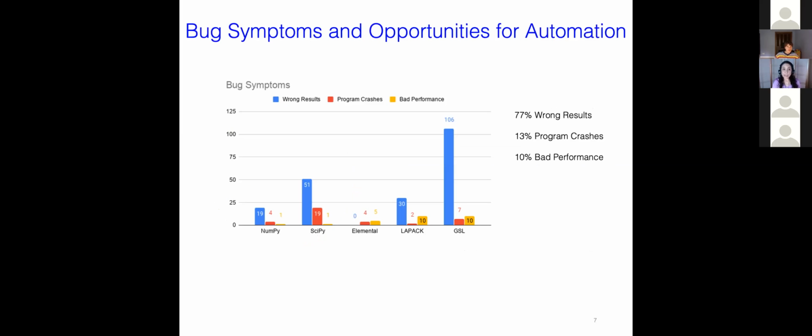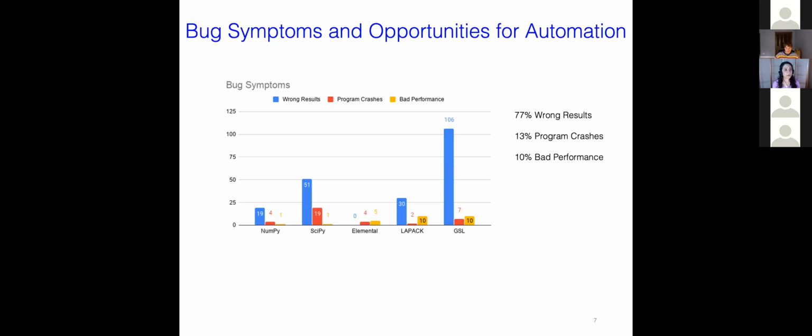Now, we also looked at these bugs from the point of view of what are the symptoms and how likely it is to automate the process of detecting them and fixing them. And here I just wanted to describe at a high level the findings. We found that the majority of these numerical bugs, 77%, were revealed by producing wrong results. So all the bug categories suffer from this bug symptom.